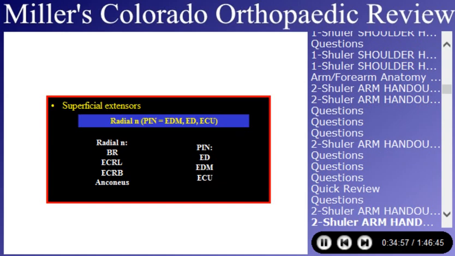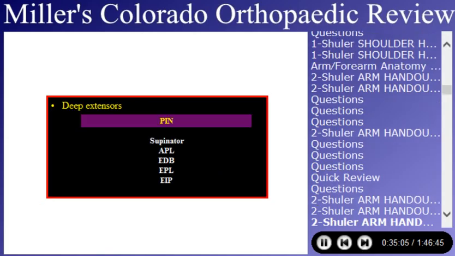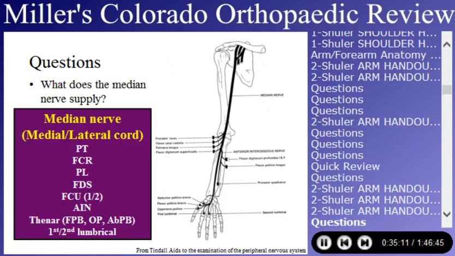Superficial extensors, I have listed here the radial nerve innervated ones, posterior interosseous innervated, deep extensors, PIN, shown here. Median nerve supplies the structures listed. Once again, look at your diagram for the anterior interosseous nerve. Last to come back, pronator quadratus. And for some odd reason, they love pronator quadratus in cross-sectional anatomy.